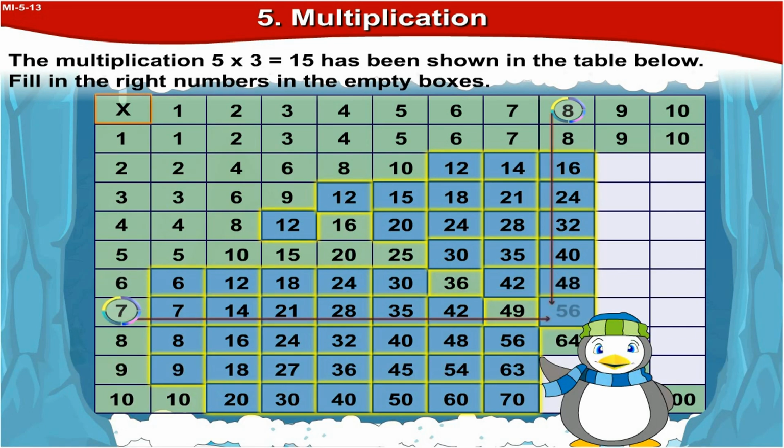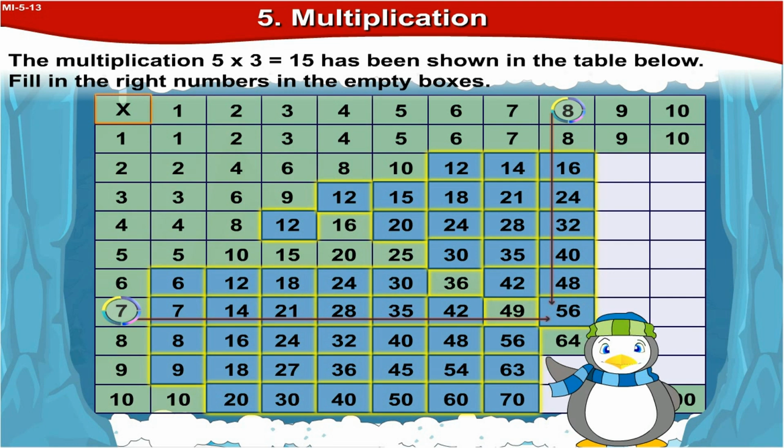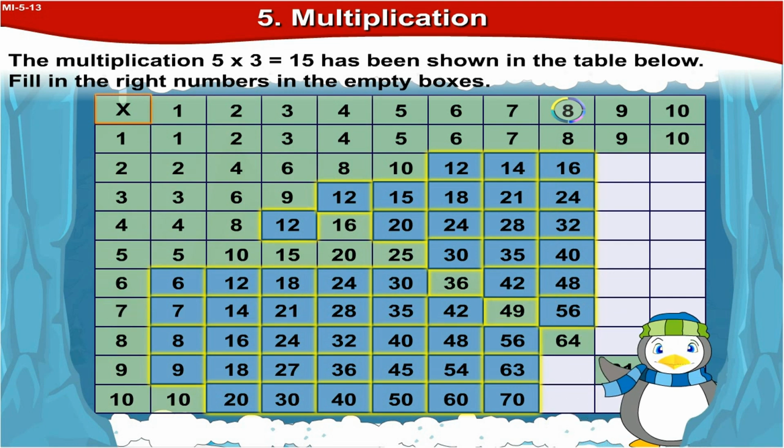8 multiplied by 7 is 56. 8 multiplied by 8, that is 64, is already given. 8 multiplied by 9 is 72. 8 multiplied by 10 is 80.